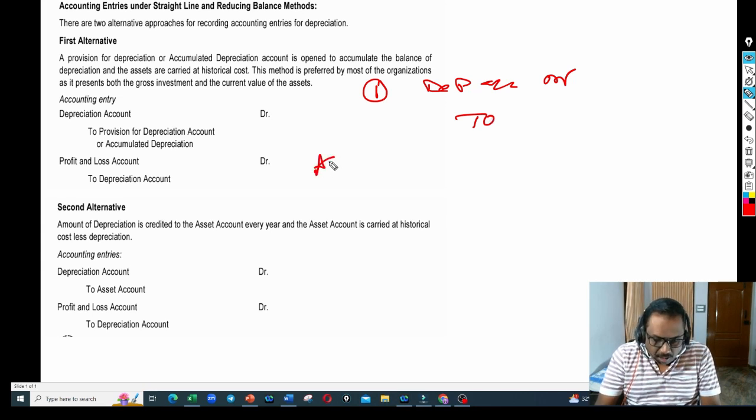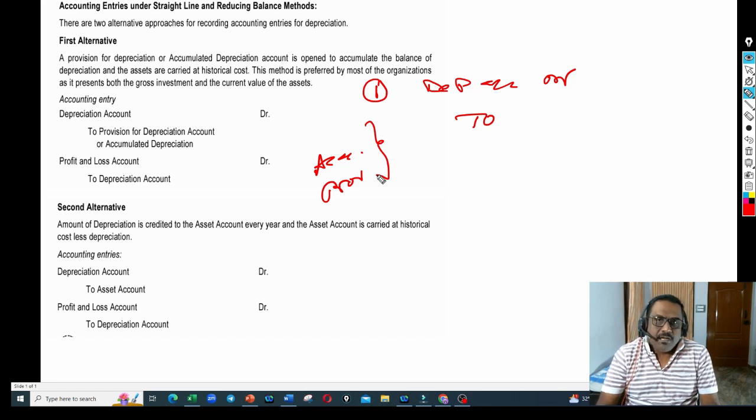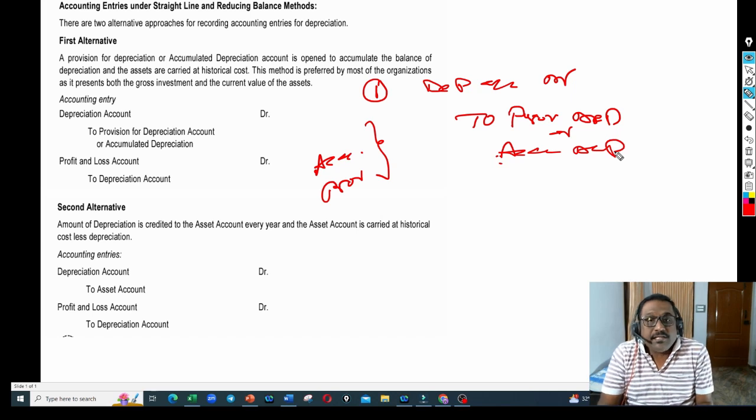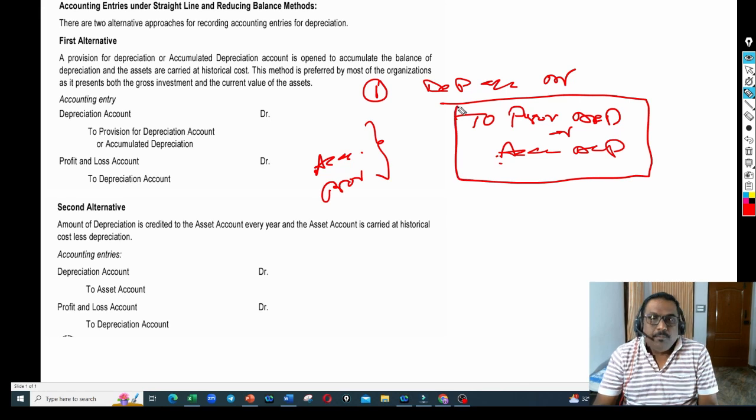Accumulated depreciation or provision for depreciation is a liability. You know, all liabilities are credit balances. So what we do, we credit provision for depreciation account or accumulated depreciation account. We don't credit the asset account here. Though the asset value is being reduced, we don't credit the asset account. Instead of crediting the asset account, we credit the provision for depreciation account or accumulated depreciation account. This is the first entry.